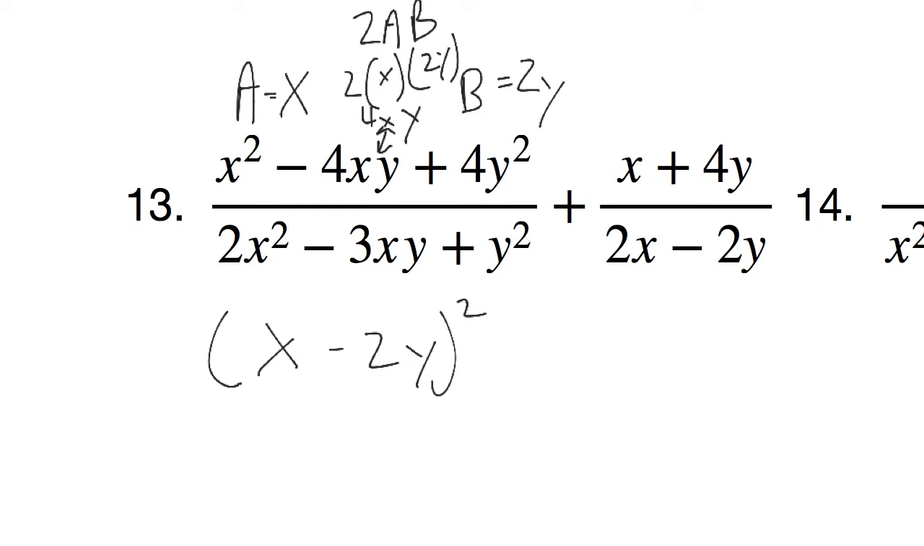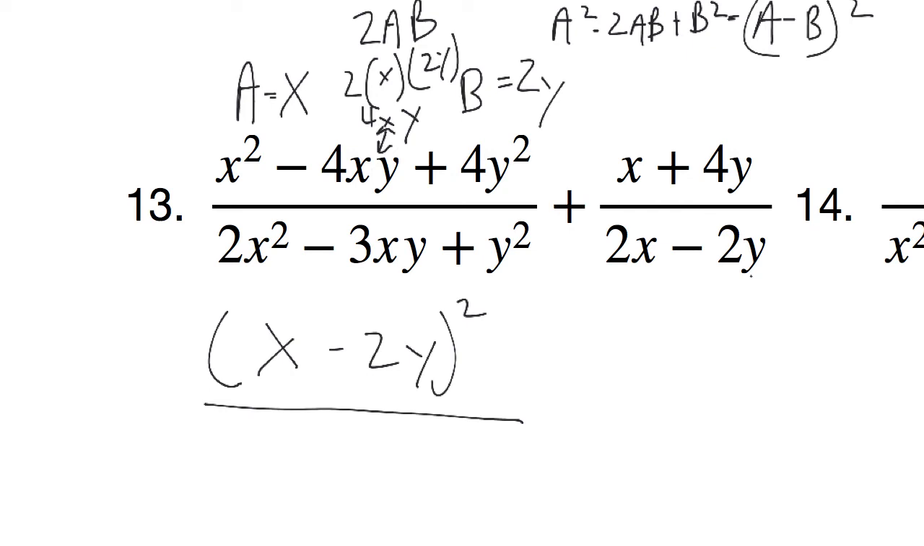So using the formula a squared minus 2ab plus b squared, we substitute to get a minus b squared down here. Alright, down below, let's factor this.